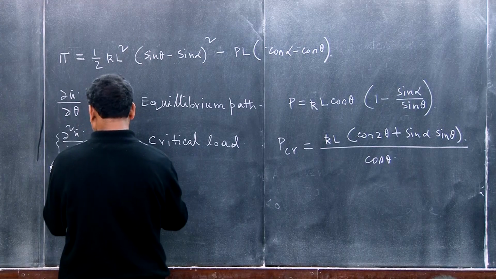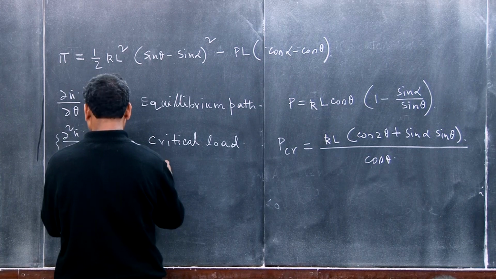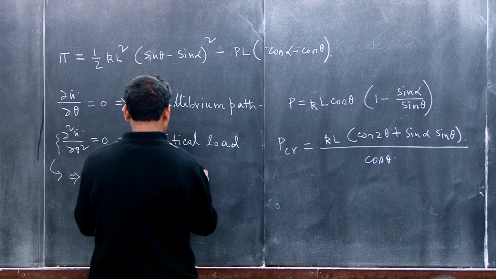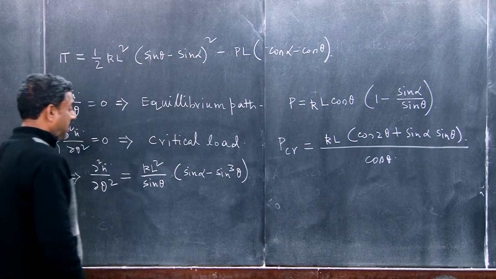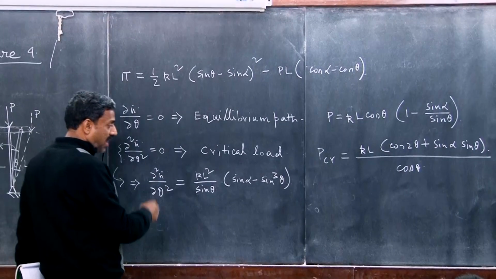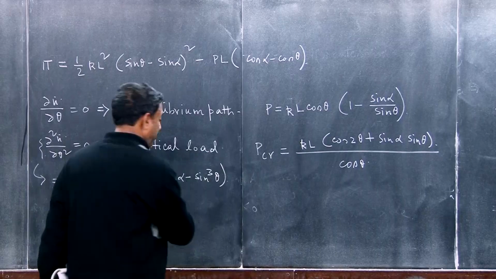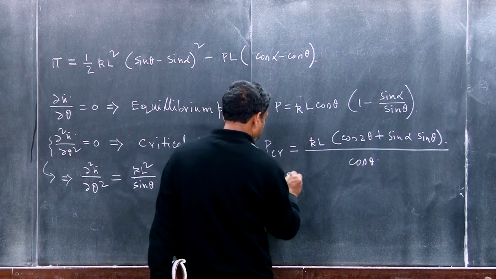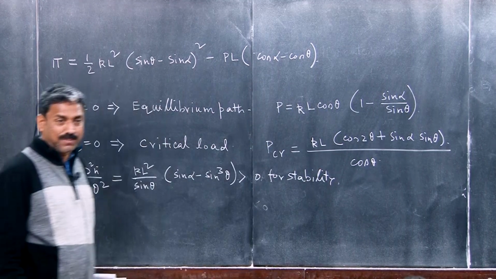It will be KL square. So, KL square sine theta sine alpha minus sine cube theta, okay. This is the double derivative. So now you tell me, what will be the stability condition? It is greater than 0, right? For stability, this is the condition, right? And we want to find out the stability boundary now.